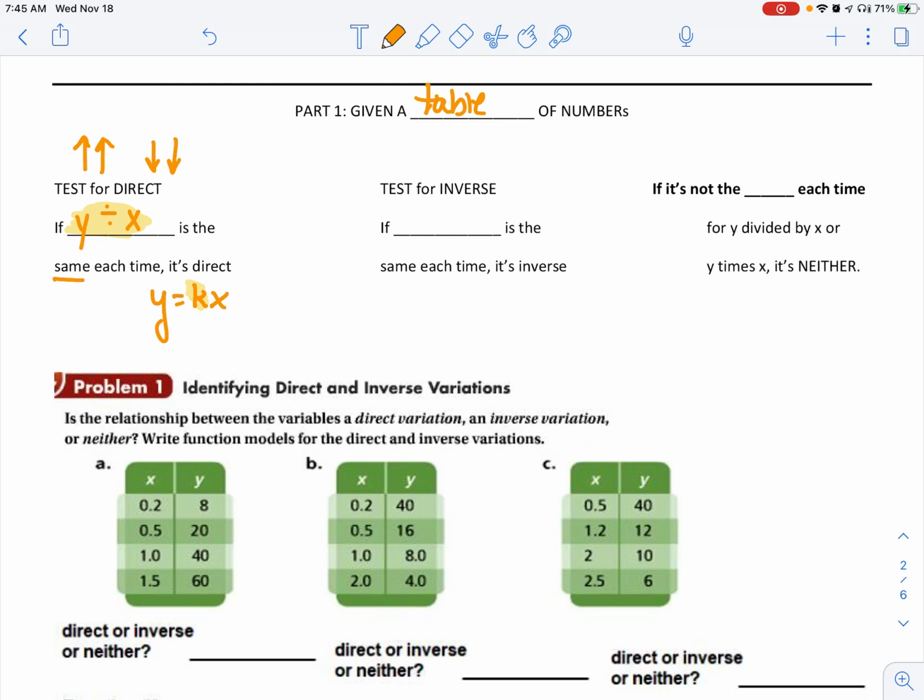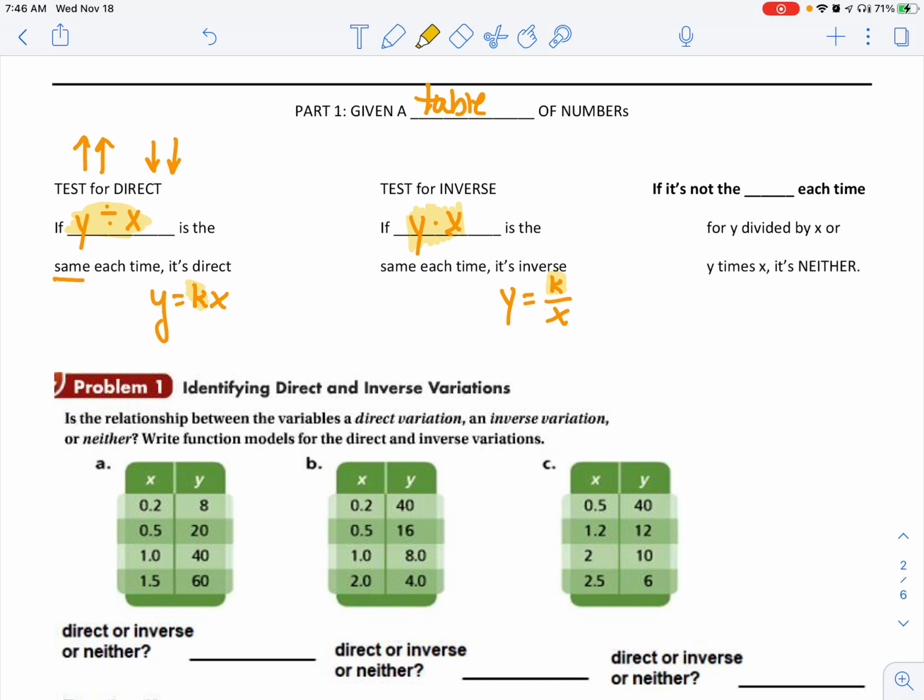All right, test for inverse. To test for inverse, instead of y divided by x, you're going to do y times x. It's the opposite of the equation. And if it's the same every time, that's inverse. So it's y equals k divided by x as your equation.